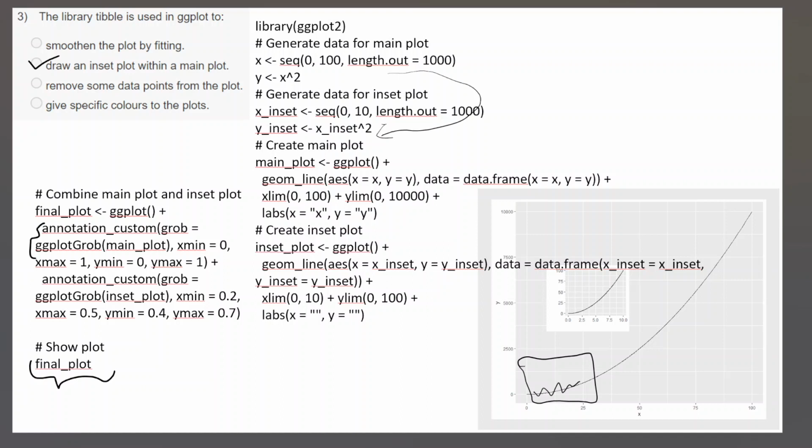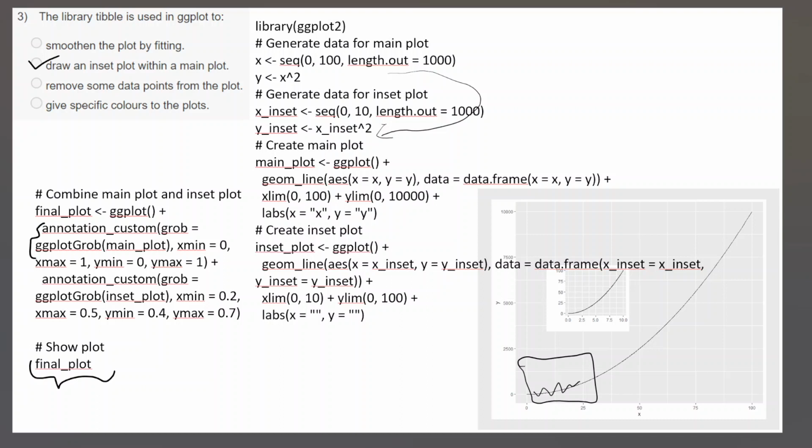Then we are creating a main plot. The main plot is ggplot plus geom_line, or geom_point since we know it is a scatter plot, with aesthetics x is equal to x and y is equal to y. So we are defining x and y here, with data equal to data.frame of x is equal to x and y is equal to y. Then we are setting the limits from 0 to 100 for x and 0 to 1000 for y, and the labels for x and y.